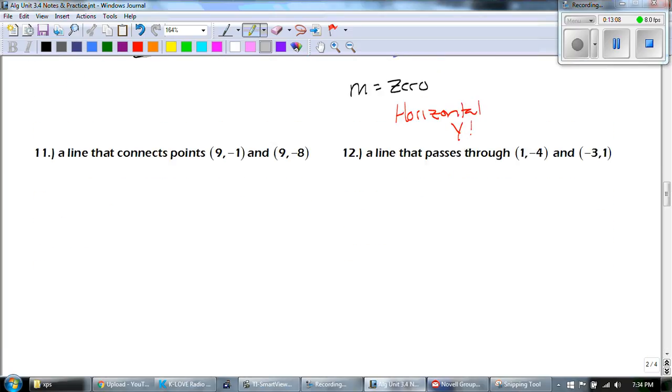All right, number 11. What do we got? Well, do you know? Come on, what are the 2 points? Oh yeah, remember we got to do slope. Okay, so on the top, we have negative 8 minus negative 1, so that turns to plus. On the bottom, I have 9 minus 9. Well, on the top, negative 7. On the bottom, 9 minus 9 is 0.